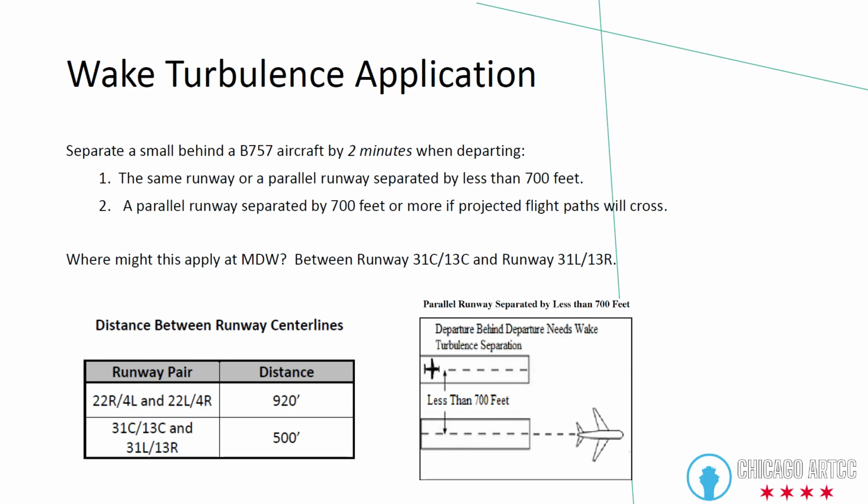Where might this apply at Midway? Well, it could apply for a 757 that departed runway 4 right and made a left-hand turnout crossing the departure path of runway 4 left. But it could also apply to 31 center and 31 left, as those are only separated by 500 feet. So our small departing runway 31 left would then need the 2 minutes if a 757 departed runway 31 center.